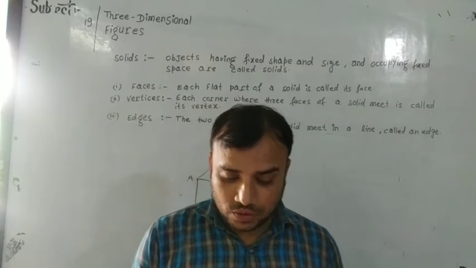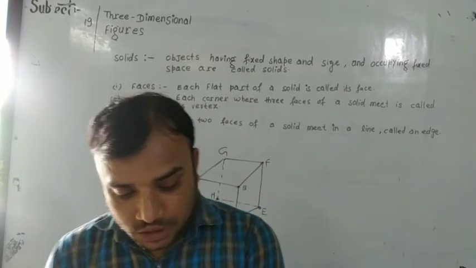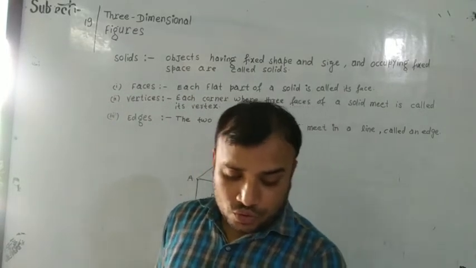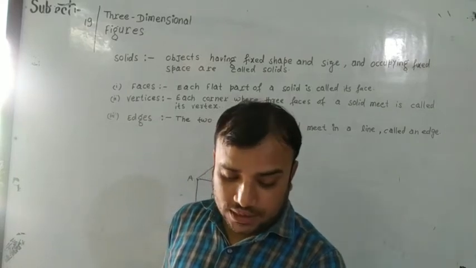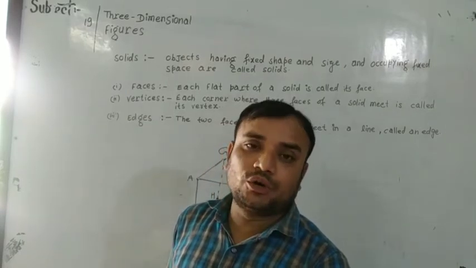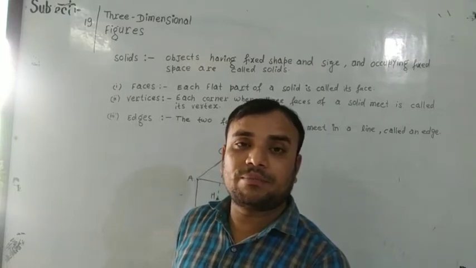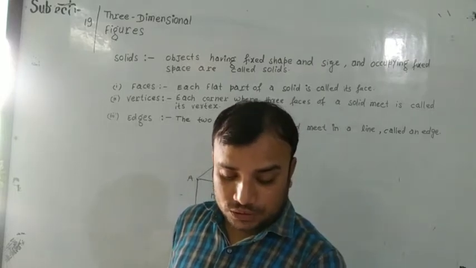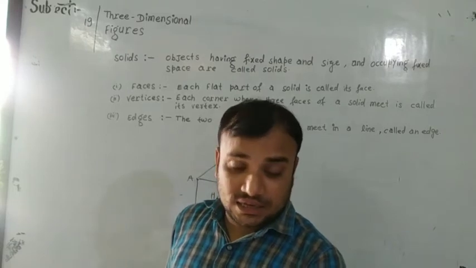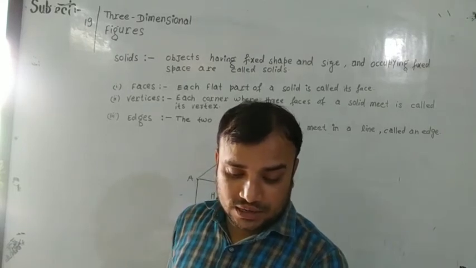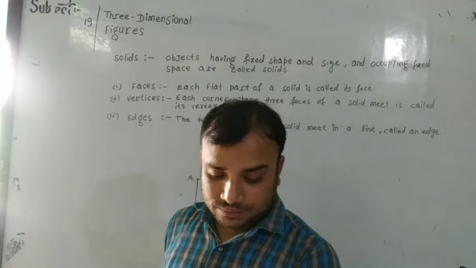Now dear students, what is a prism? A solid whose two faces are parallel plane polygons. Polygon means many sides; a figure which has many sides is called a polygon. And the side faces are rectangles. This is called a prism.